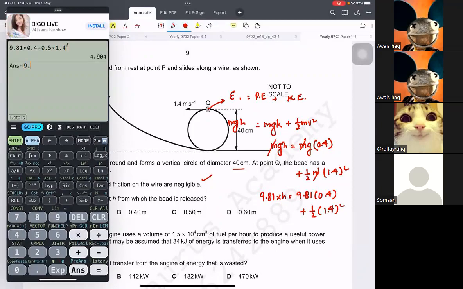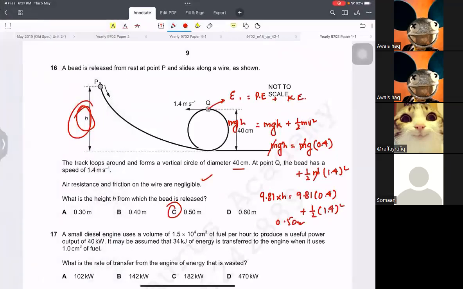Divided by 9.81. So this is 0.50 meters. Pretty badass this question was.